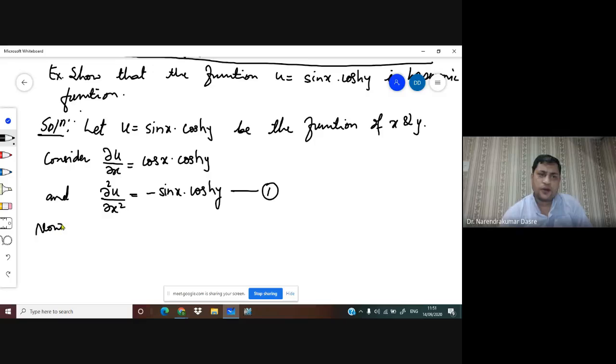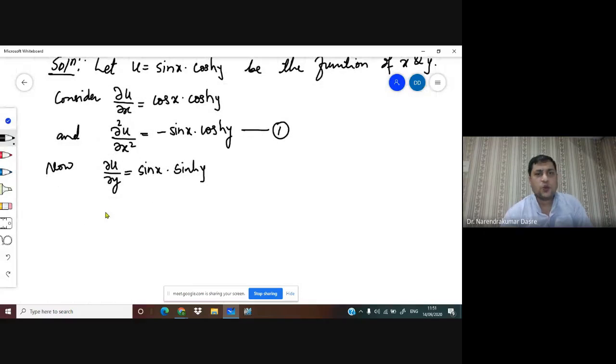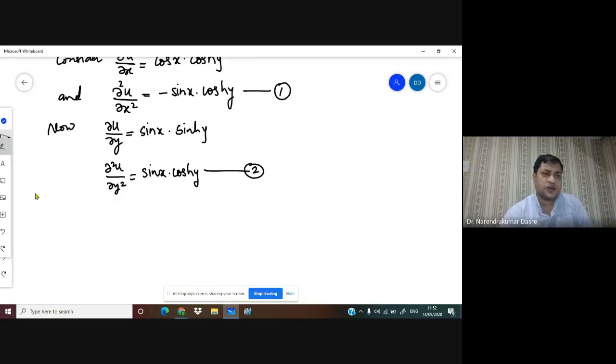Now differentiate u with respect to y. So ∂u/∂y: sin x remains as it is, and the derivative of cos hyperbolic y is sin hyperbolic y. Again I differentiate this with respect to y, so I have ∂²u/∂y² equal to sin x cos hyperbolic y. So this is equation 2. Now I want to find the sum of these two second order derivatives.